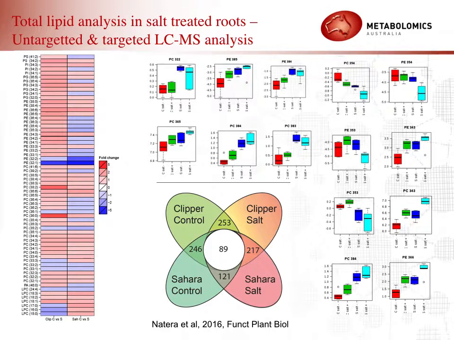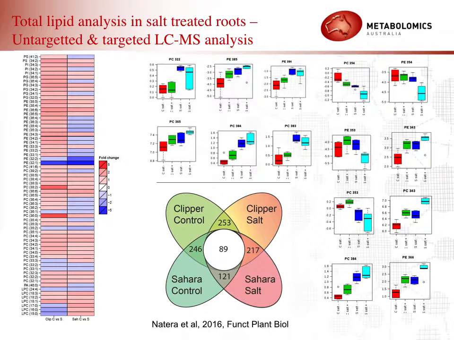So to confirm the results from targeted analysis, we have used an untargeted lipidomics approach. Here only root, Clipper and Sahara. This untargeted lipidomics also supports the targeted lipid data. Yes, the fold change of each lipid species we have identified due to the salt treatment clearly shows some lipid species are significantly changing.